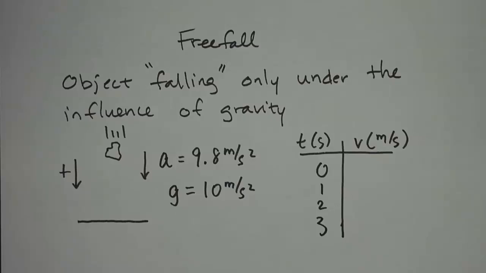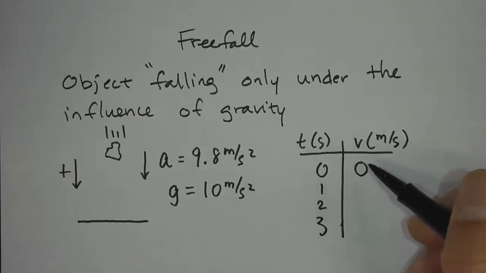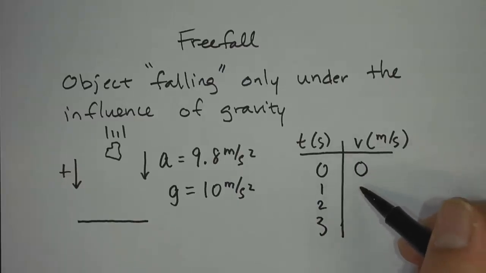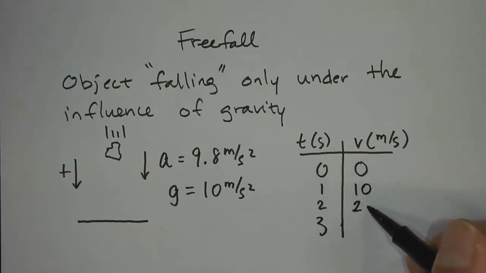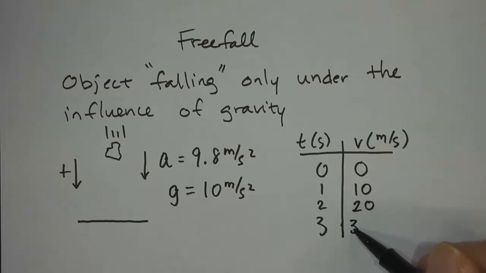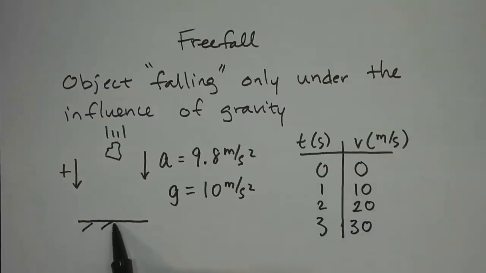When we say that an object has a downward acceleration of 10 meters per second squared, we're saying that every second it's going to increase its velocity by 10 meters per second. So 1 second later its velocity is 10 meters per second, 2 seconds later it's 20 meters per second, and 3 seconds later it is going to be 30 meters per second.